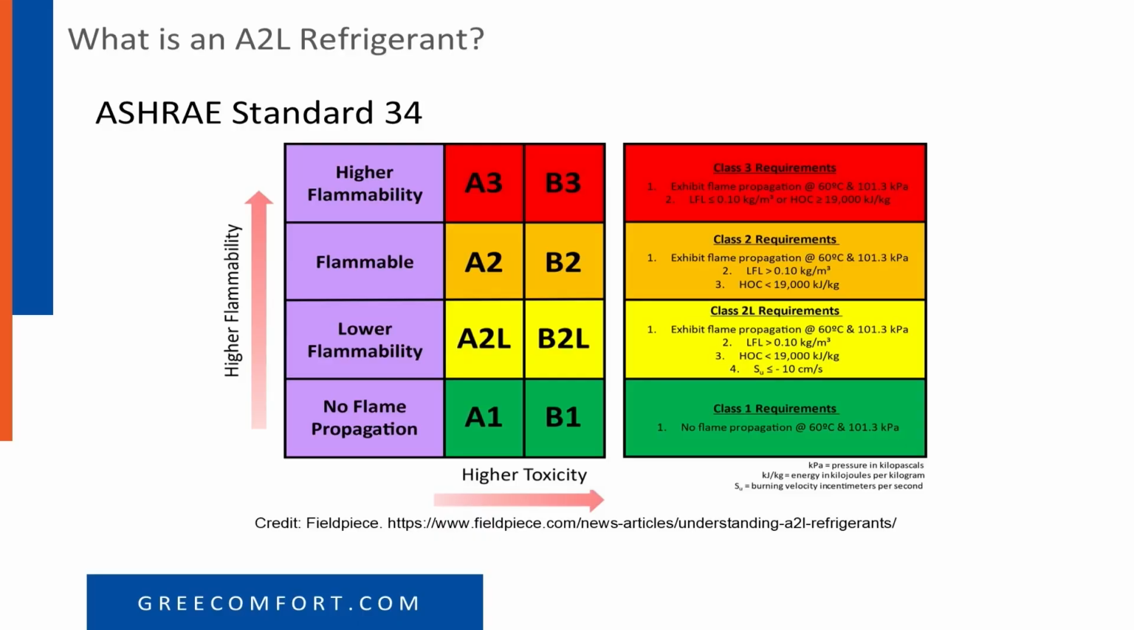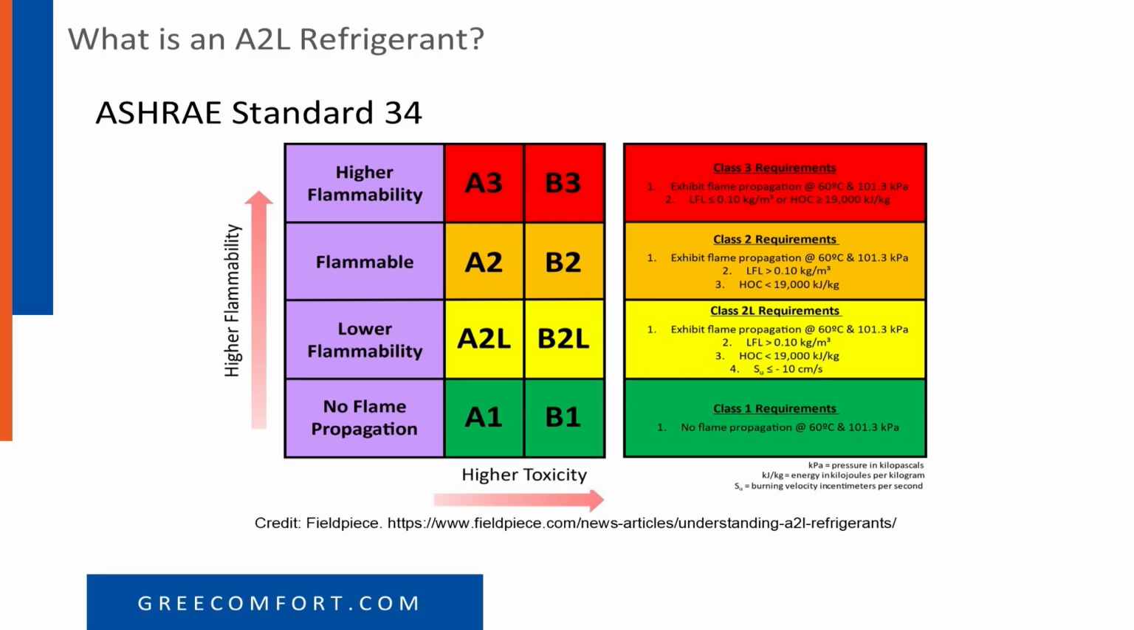Then you get into the flammability of the refrigerants. Those are classified as either 1, 2, 2L, or 3. With the 1 classification, there's no flame propagation. It's considered a non-flammable refrigerant. With a 2L refrigerant, like R32 or R454B, it is slightly flammable, but the burning velocity is less than 10 centimeters per second. So it's a very slow burning flame.